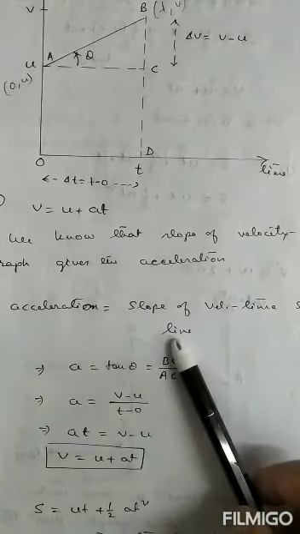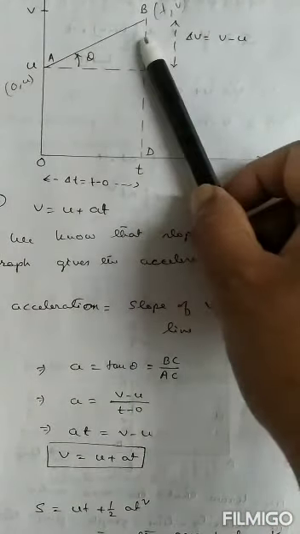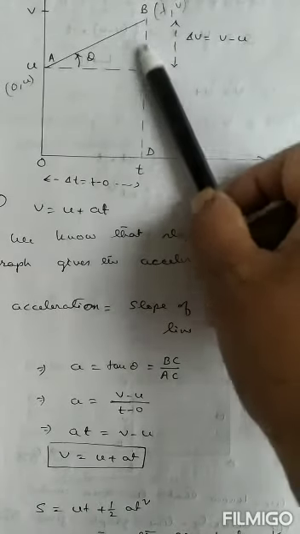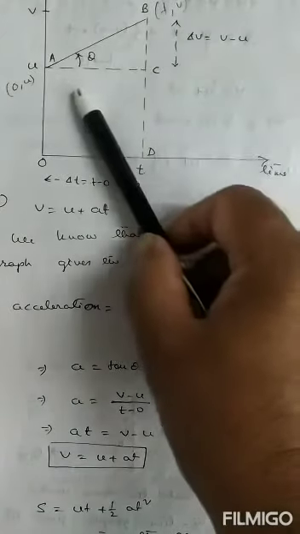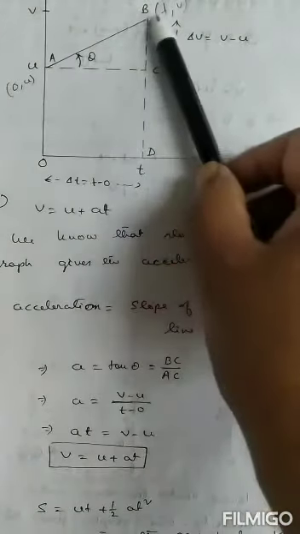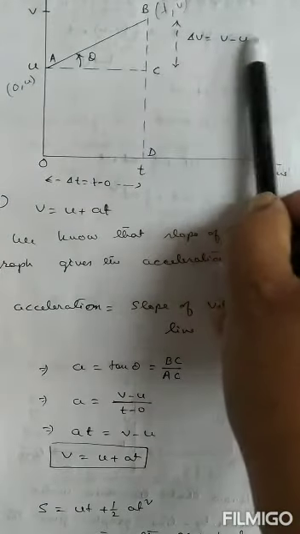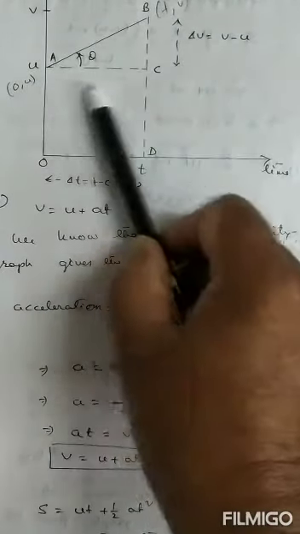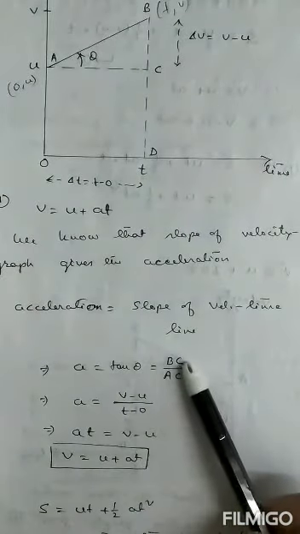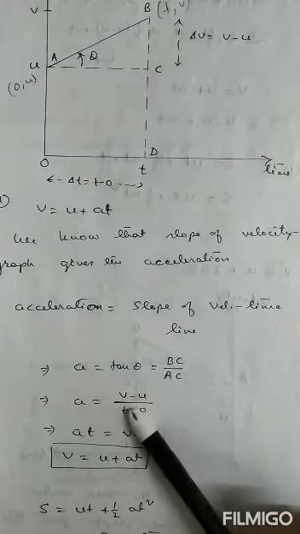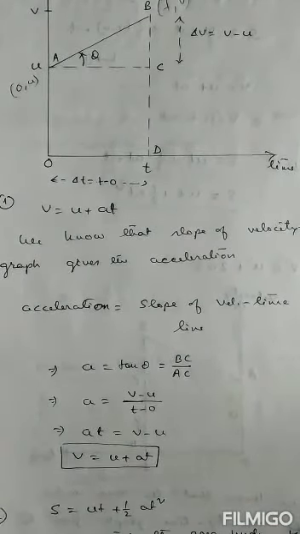Acceleration is the slope of the velocity time graph. Slope means tan theta, which is perpendicular by base. The perpendicular BC gives us V minus U. This is U, this is V, so this is also U. So BC is V minus U, and the base is t minus 0. Therefore tan theta is V minus U by t, so V is equal to U plus AT. So this is the first equation.